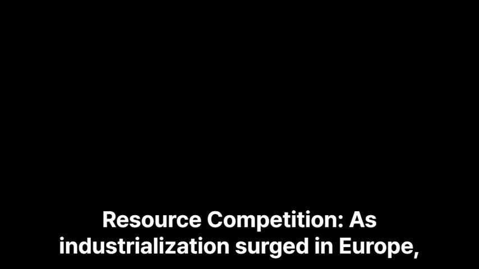Resource competition. As industrialization surged in Europe, the demand for raw materials skyrocketed. European powers, seeking to secure long-term access to these resources, competed fiercely for colonies and spheres of influence. The major resources sought included rubber, essential for the burgeoning automobile and manufacturing industries. Rubber became a highly prized commodity, particularly in the Congo and Southeast Asia.